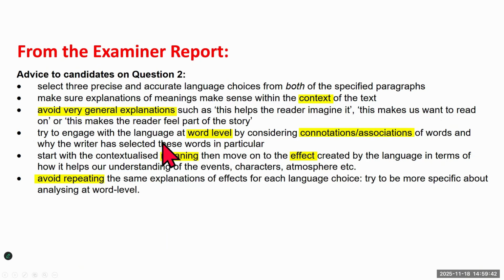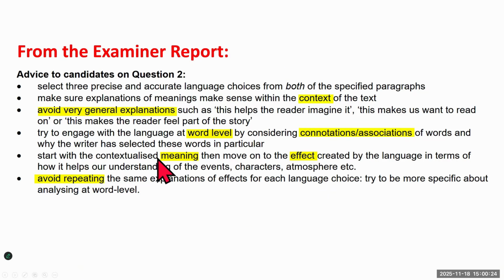Try to engage with the language at word level, and this is why I have a column just for the word. That's why we always zoom in. By considering connotations, associations of words, and why the writer has selected these words in particular. So this is why we have columns for these things. Start with the contextualized meaning, then move on to the effect created by the language in terms of how it helps our understanding of the events, characters, atmosphere, etc.